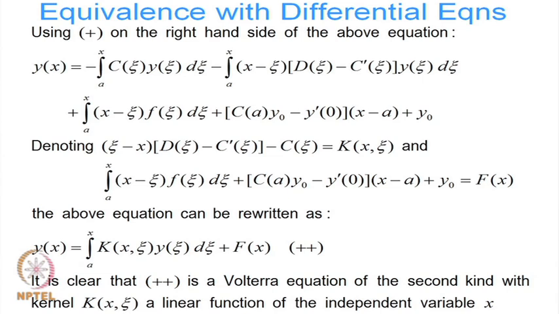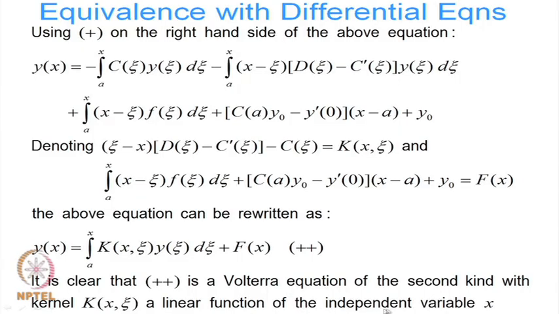It is of the second kind because there is no alpha, it is equal to 1, right? So it is clear that this is a Volterra equation of the second kind with kernel k of x, xi, a linear function of the independent variable x. You can see that the kernel is a linear function of the independent variable x, right?